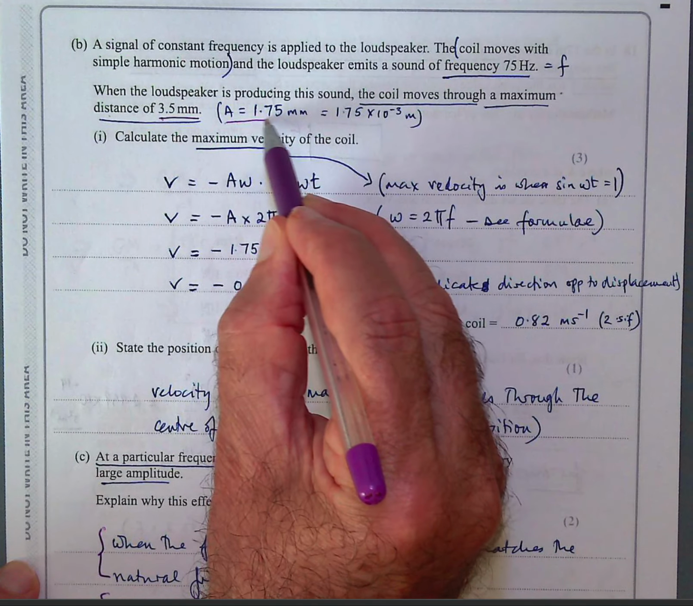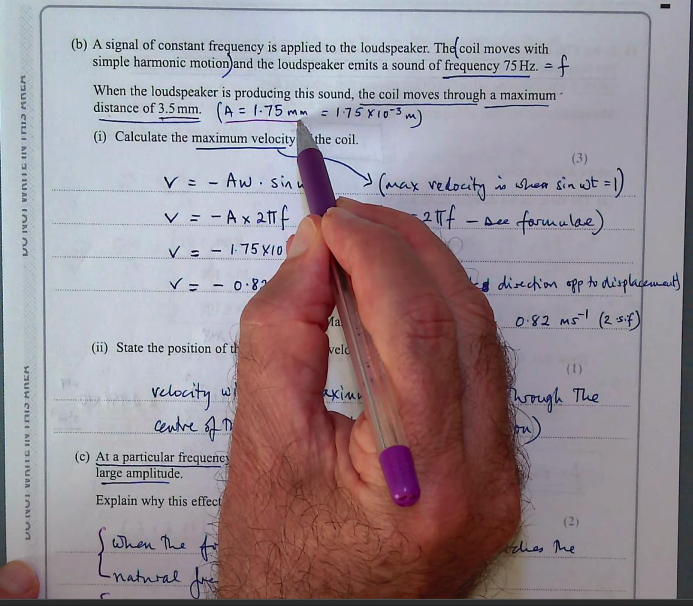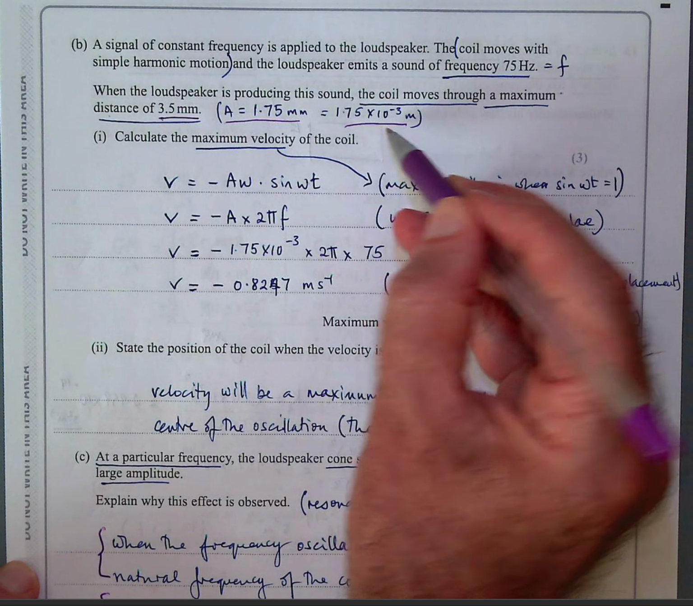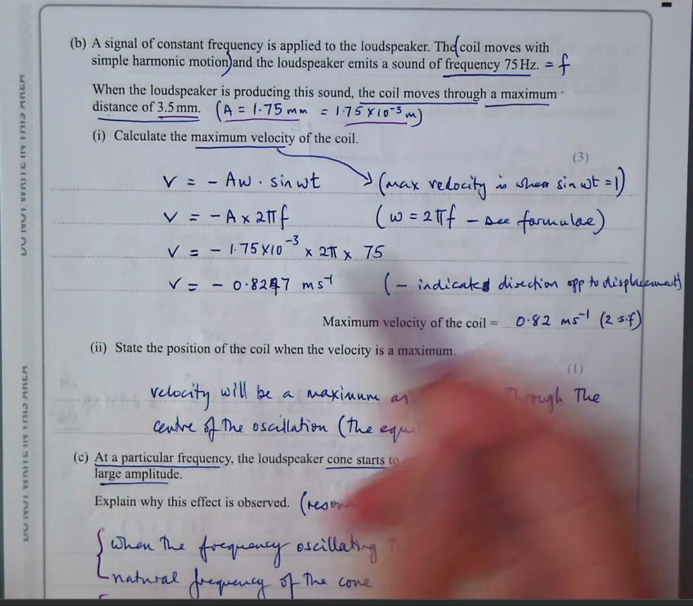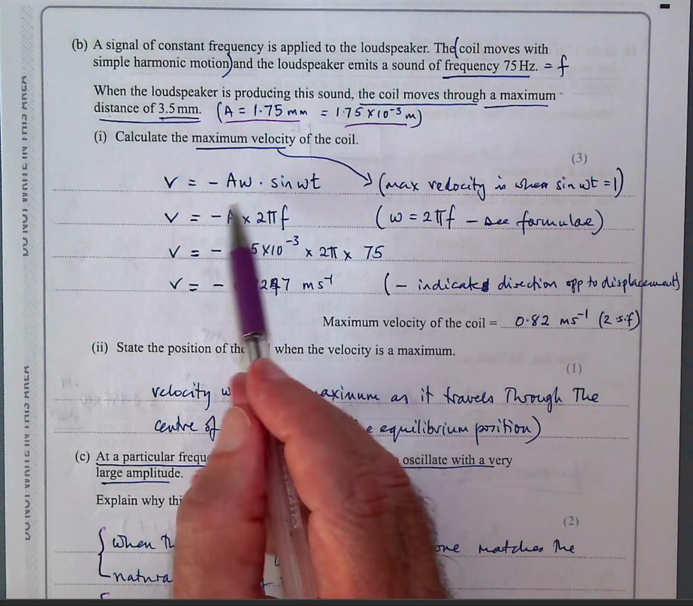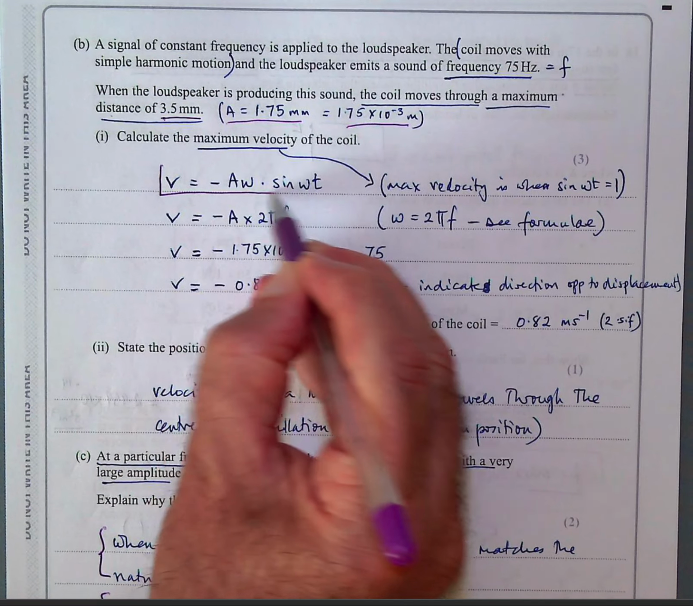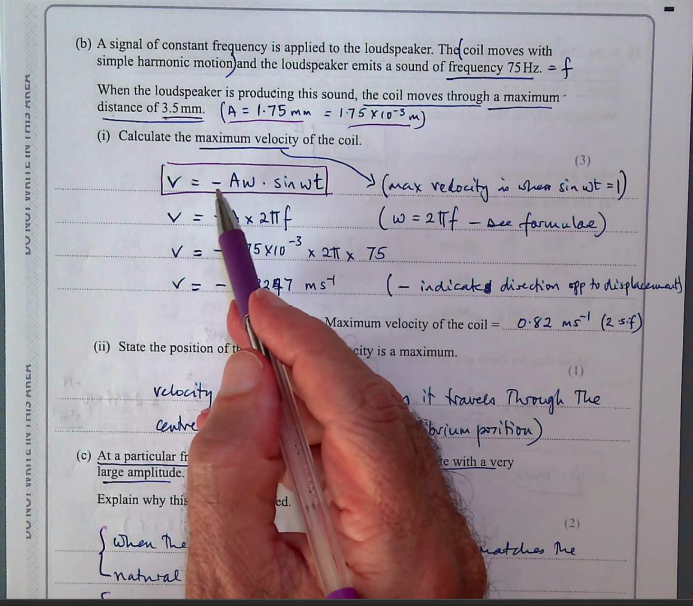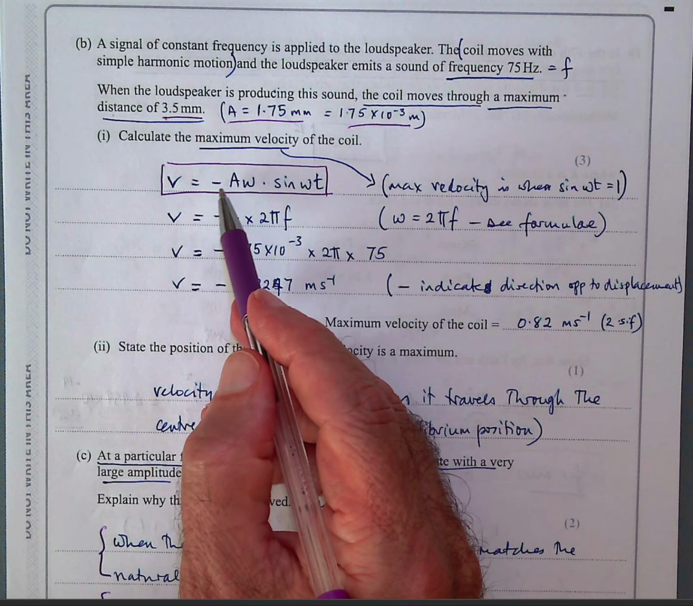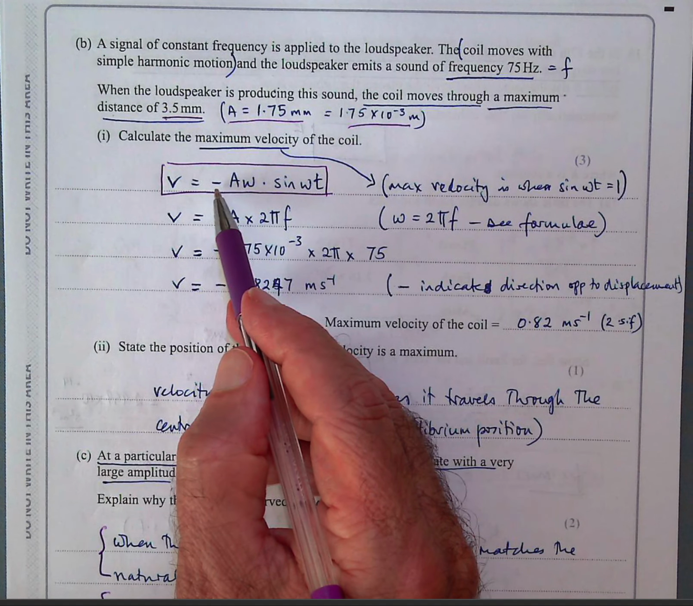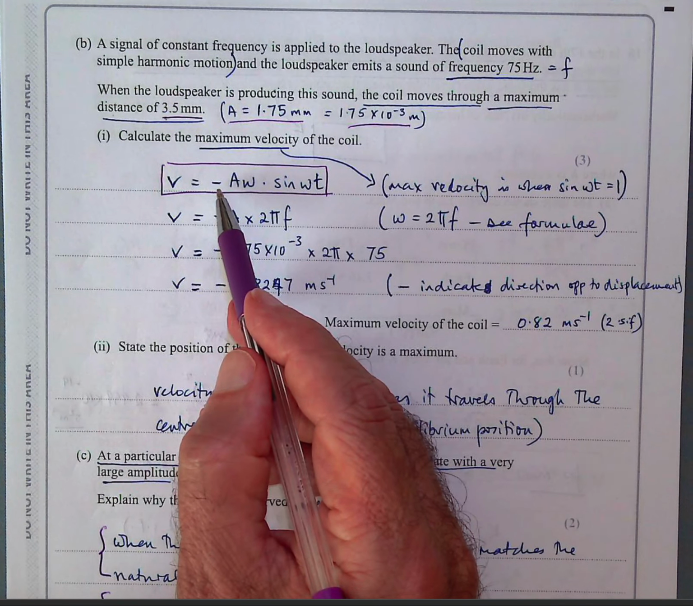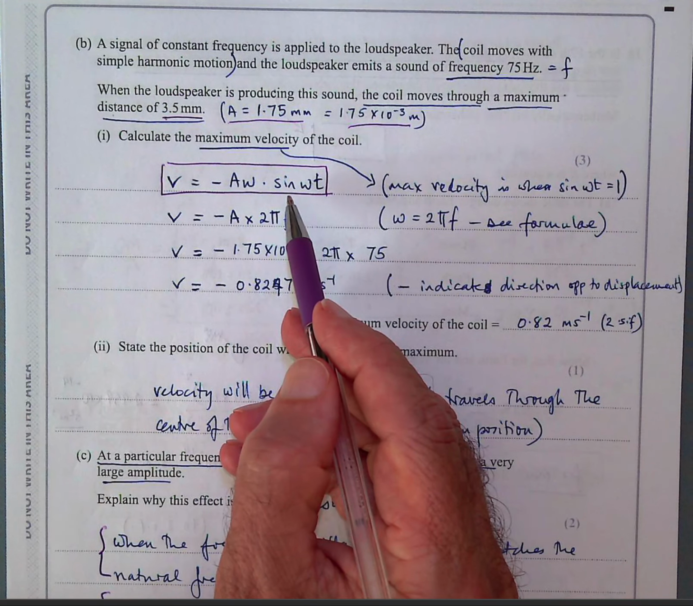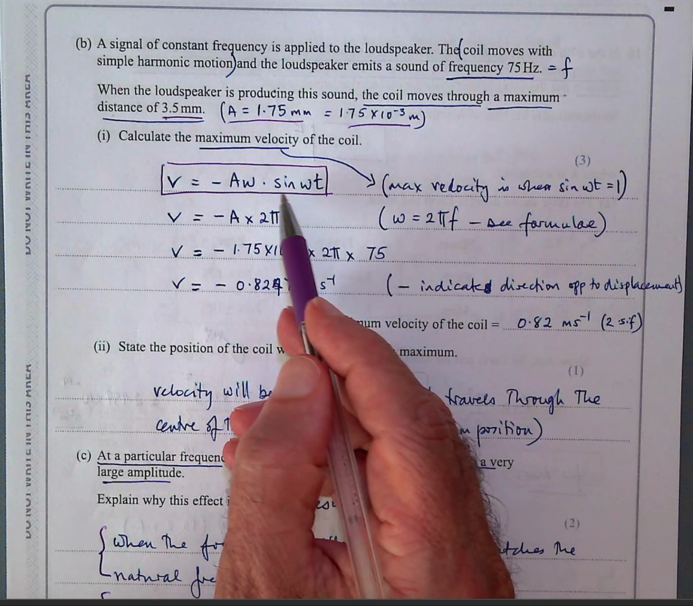So the amplitude is 1.75 millimeters, which you've got to convert to standard form, 10 to the minus 3 meters. Calculate the maximum velocity of the coil. Well, this equation is given to you on the formula sheet. And there's a negative sign there just to show that it is a decreasing velocity as sine omega t decreases, so it changes. We'll get to that in a moment.